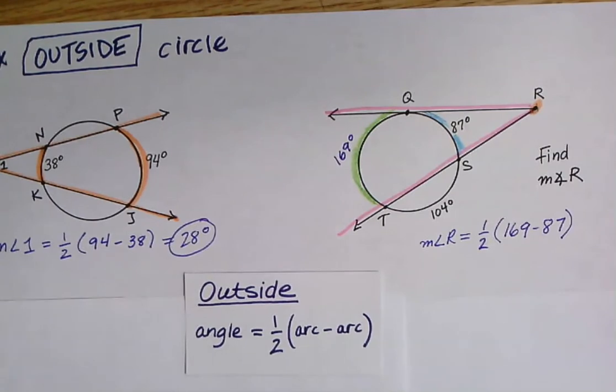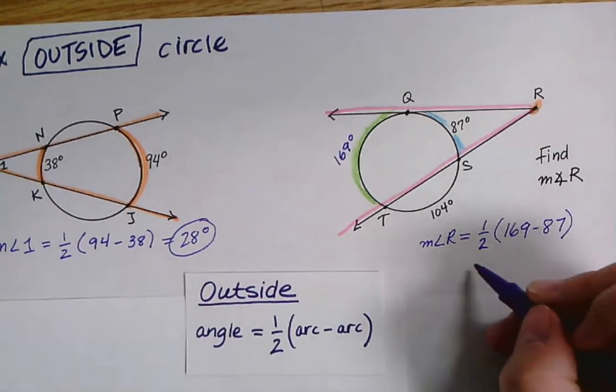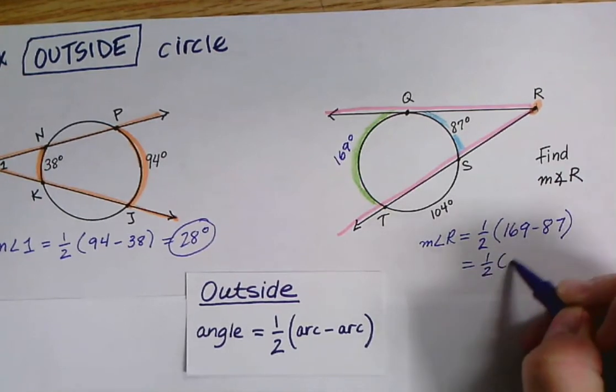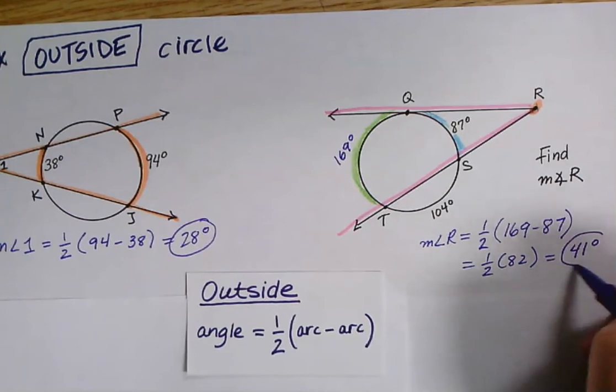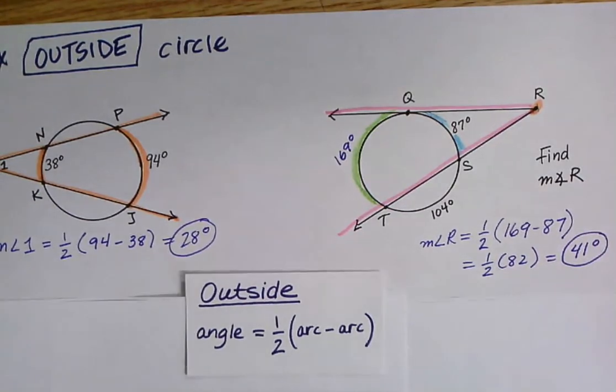Okay, 169 minus 87 is 82. 1/2 of 82 is 41 degrees. So that's the measure of angle R.